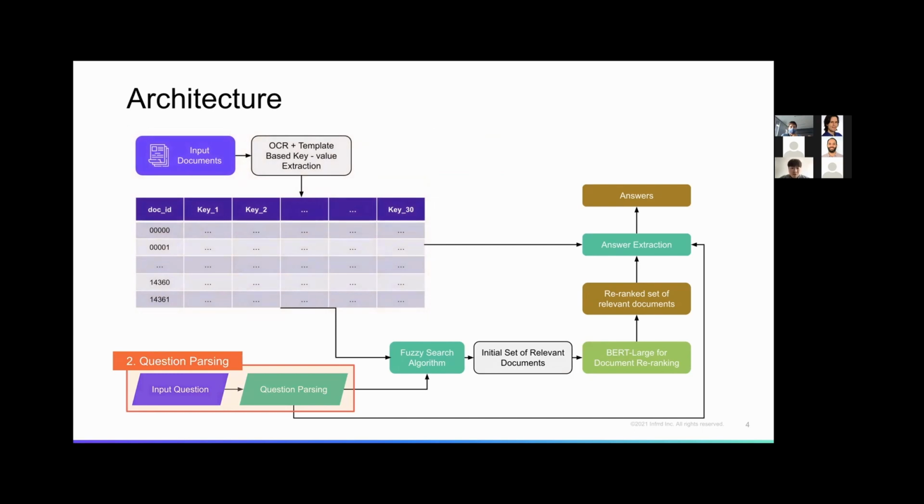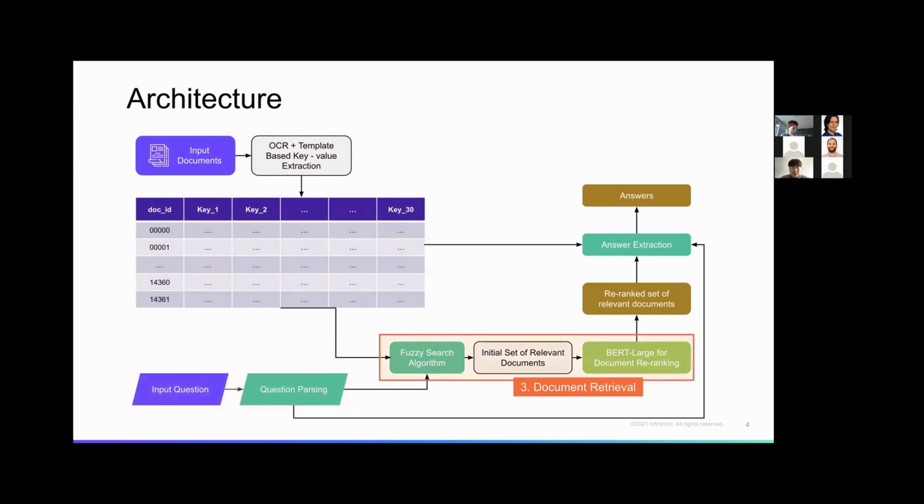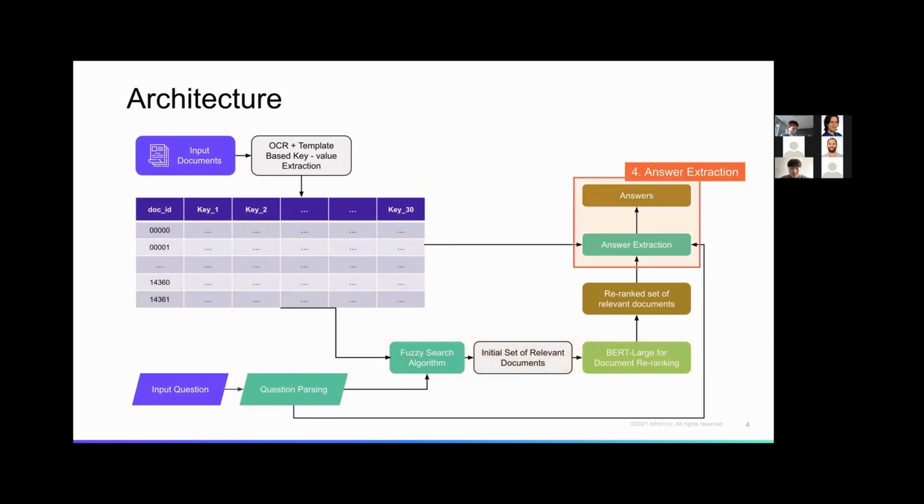Then we have the question parsing module. Given a question, we have to extract the keywords and the values so we can use them to index from the table created in the previous module. Next is the document retrieval module, where a fuzzy search algorithm is used along with a BERT model to retrieve the set of relevant documents. And lastly, the answer extraction module, which uses the keywords, the values, and the set of relevant documents to extract the final answer.